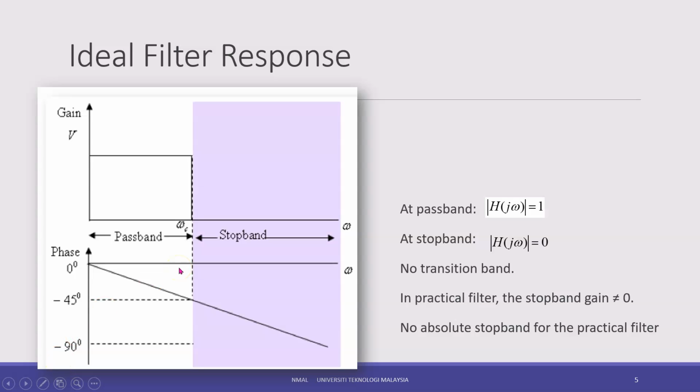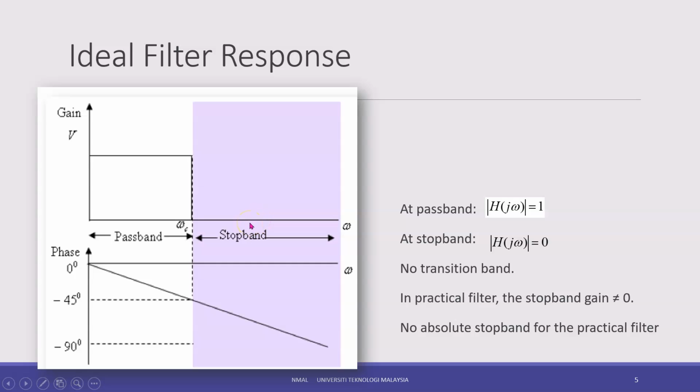This is an example of an ideal filter response. To recall, we have the pass band and the stop band, and omega c differentiates between them. For the normalized filter response, the gain H(j omega) is equal to 1 in the pass band, and the stop band is 0. There is no transition band. The transition band is the frequency range in between the pass band and the stop band. There is no transition band because it is sharp at omega c, where the stop band begins, for the ideal filter response.